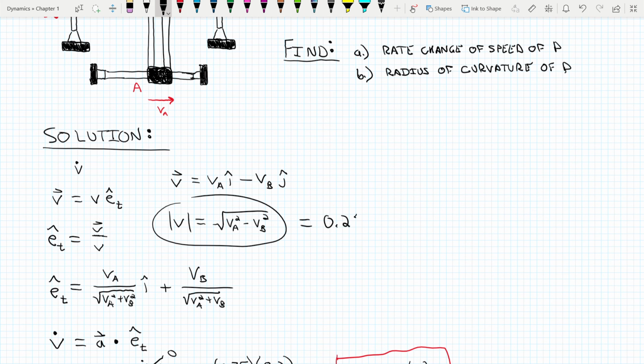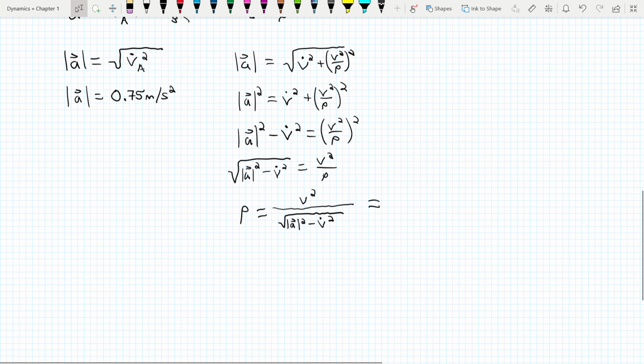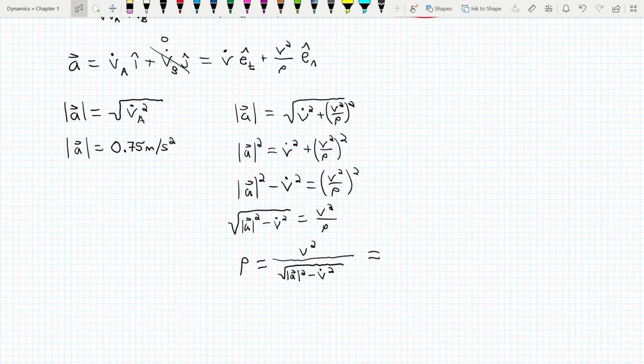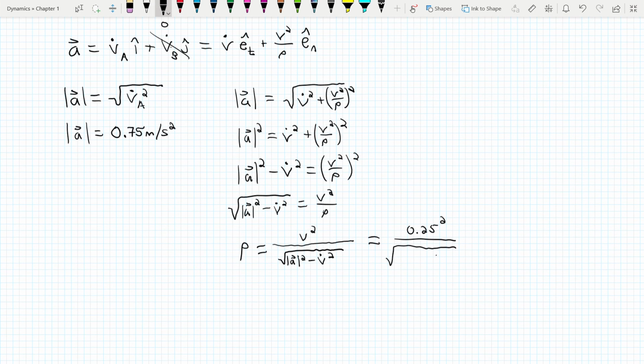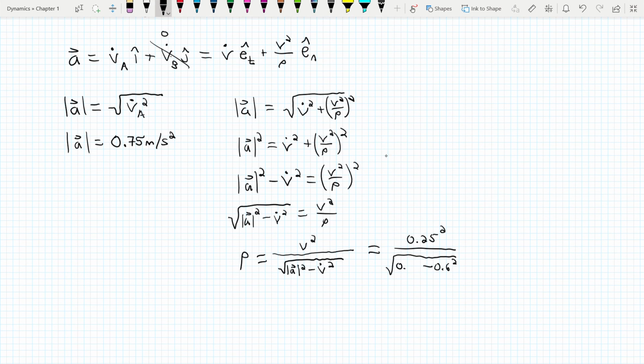The speed is 0.25 meters per second. And then we have everything we need. 0.25 squared. Our rate change of speed was 0.6 squared. And our acceleration is 0.75 squared. And this comes out to 0.138 repeating meters. And that is the radius of curvature.